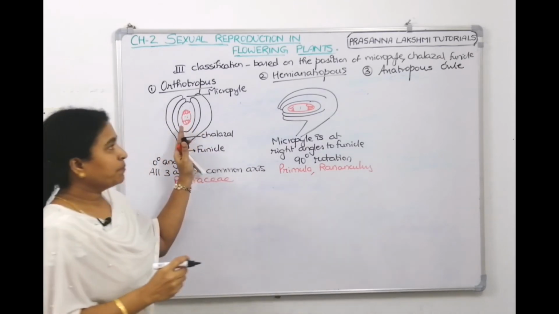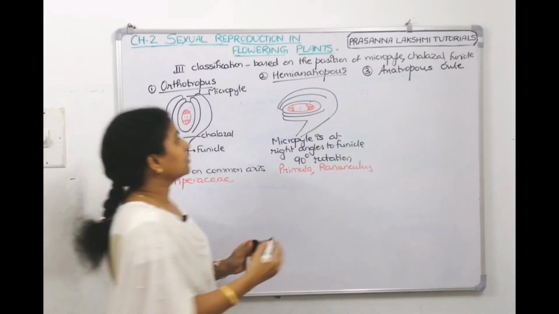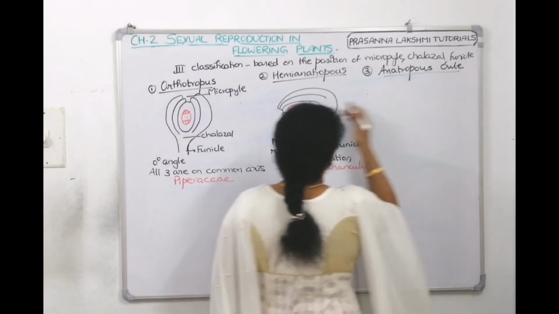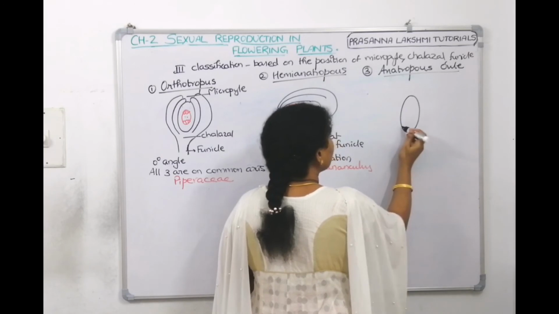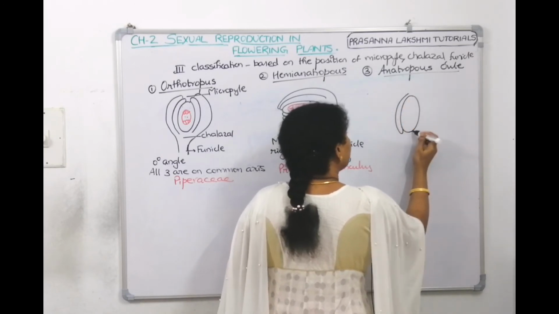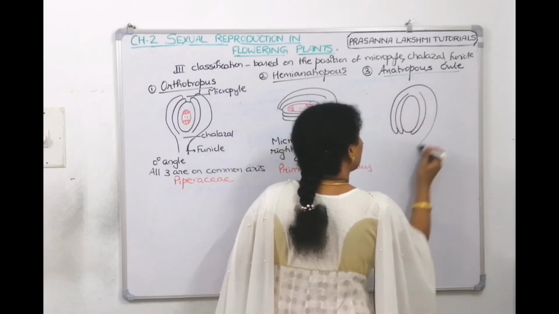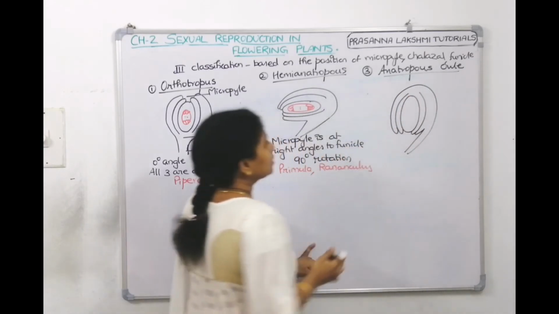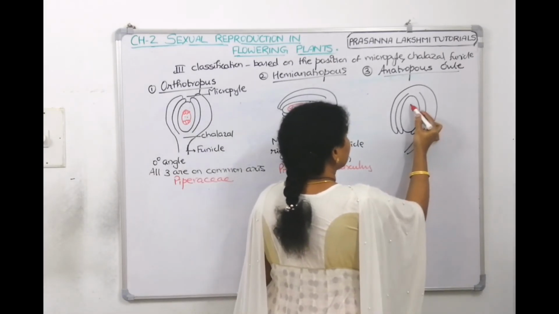Here it is straight. Here you have made a rotation of 90 degrees. Now bend it to 180 degrees, right? So in Anatropus, make one more 90 degrees, which means it will rotate this way. Then this is one integument and this will be the other integument. This will be the other integument, and here we have the embryo sac.